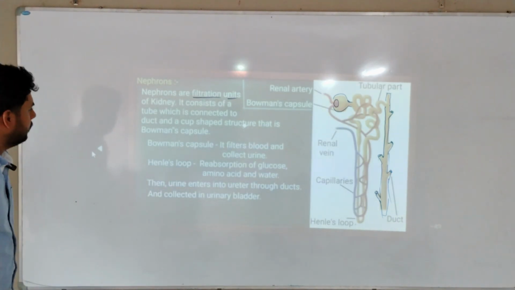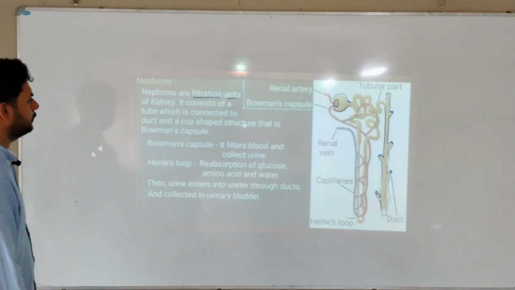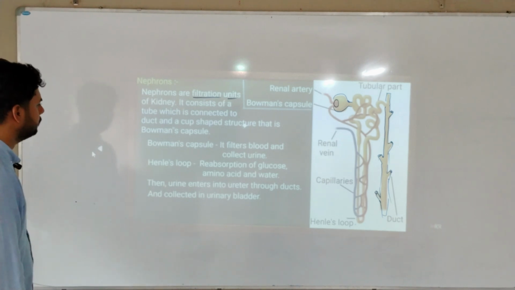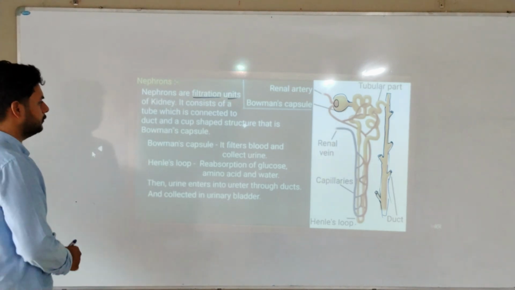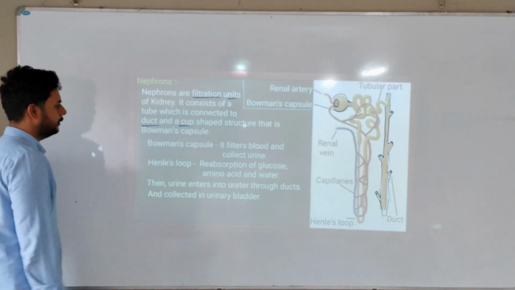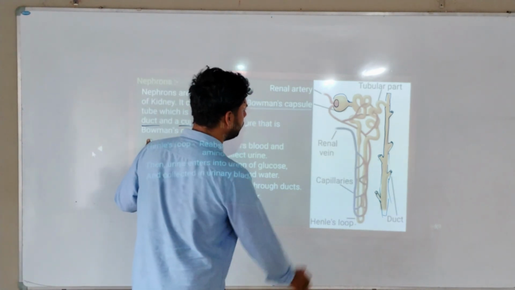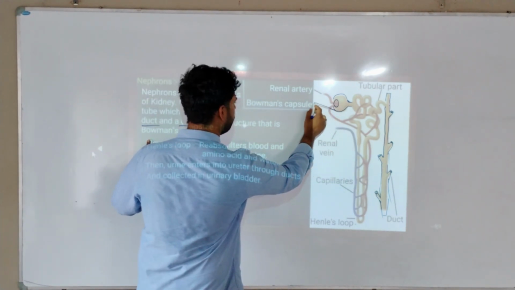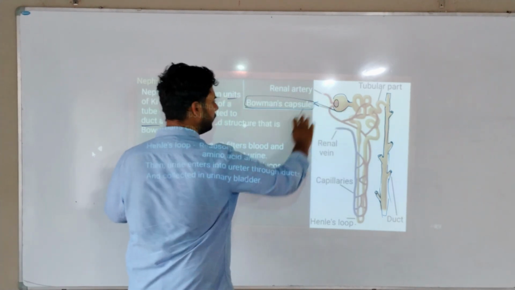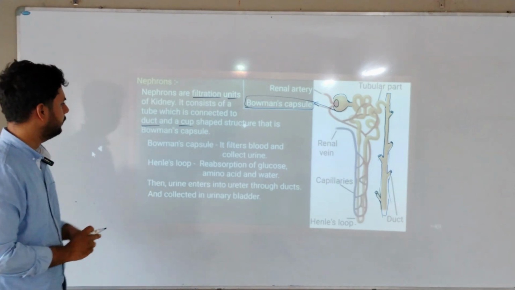Okay. So, read from the beginning. Nephrons. Nephrons are filtration units of the kidney. It consists of tubes which are connected to a duct and a cup-shaped structure. So, duct and cup shaped. That is Bowman's capsule. So, this is only Bowman's capsule. This is the duct shape. That's only Bowman's capsule.